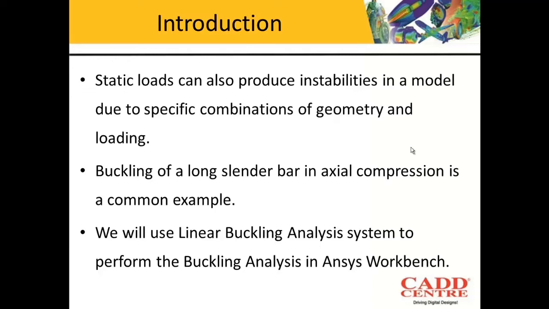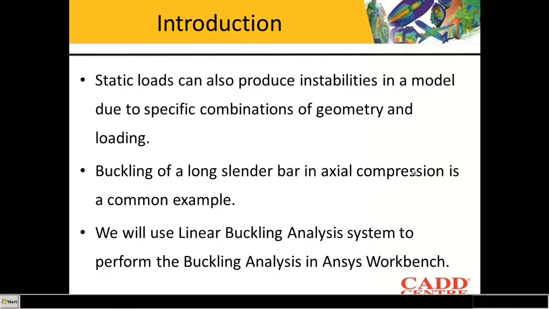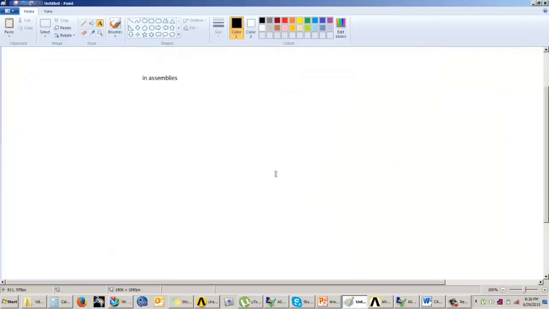So whenever we are working on a design and we apply some static loads on it, there can be some situations where, due to some combinations of loads or the combinations of loads and geometry, some instabilities can be generated inside the design. Buckling of a long slender bar in the axial compressive direction is a common example that everybody gives whenever we perform buckling analysis. So what is exactly the buckling analysis?